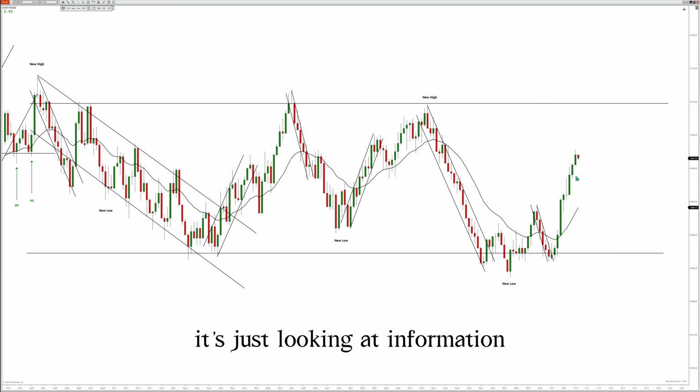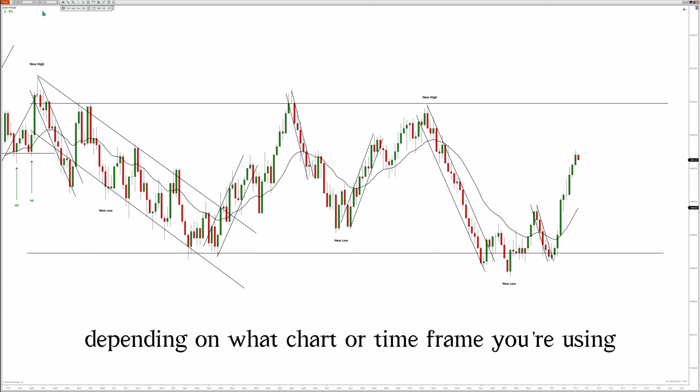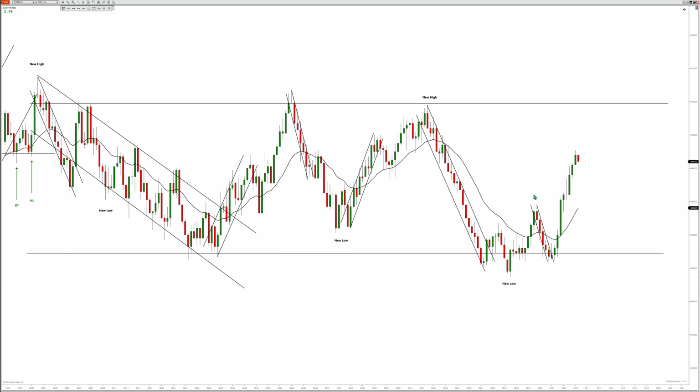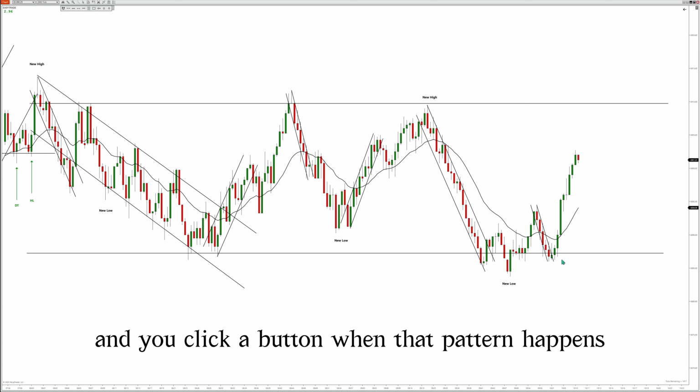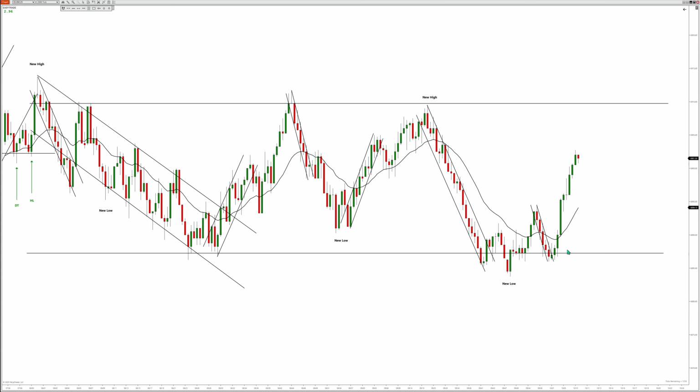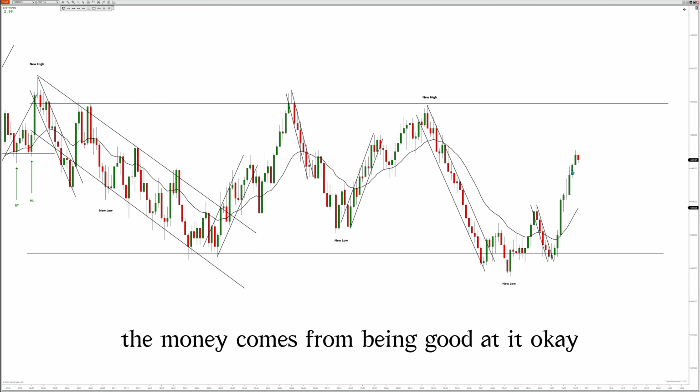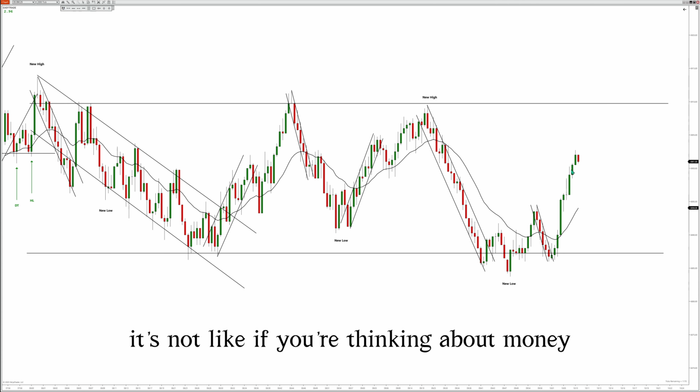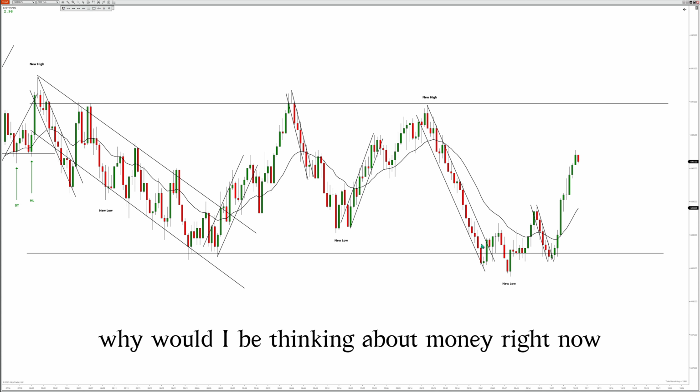It's just looking at information, printing on a chart, depending on what chart or time frame you're using, and you look for those patterns and you click a button when that pattern happens. The money comes from being good at it, okay? If you're thinking about money, why would I be thinking about money right now? You know what I'm saying?